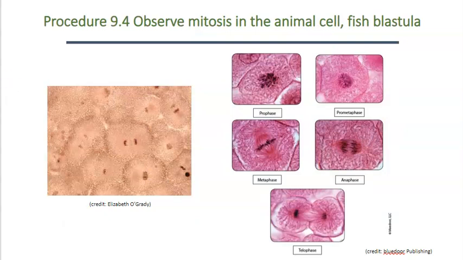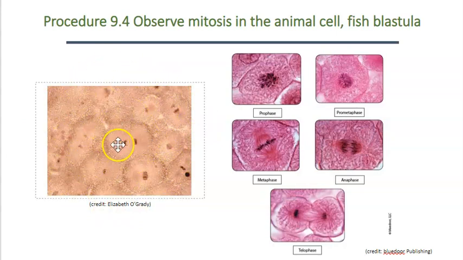Now, the last thing that we have students do, the last procedure that we have students do in regards to helping you master and learn about mitosis is procedure 9.4. And in procedure 9.4, students are going to observe mitosis in animal cells. And we are going to use the fish blastula to identify the different stages. So again, these images that I'm showing you right here can all be found in your book. So this is a collection of several of these cells, all taken in one field of view.